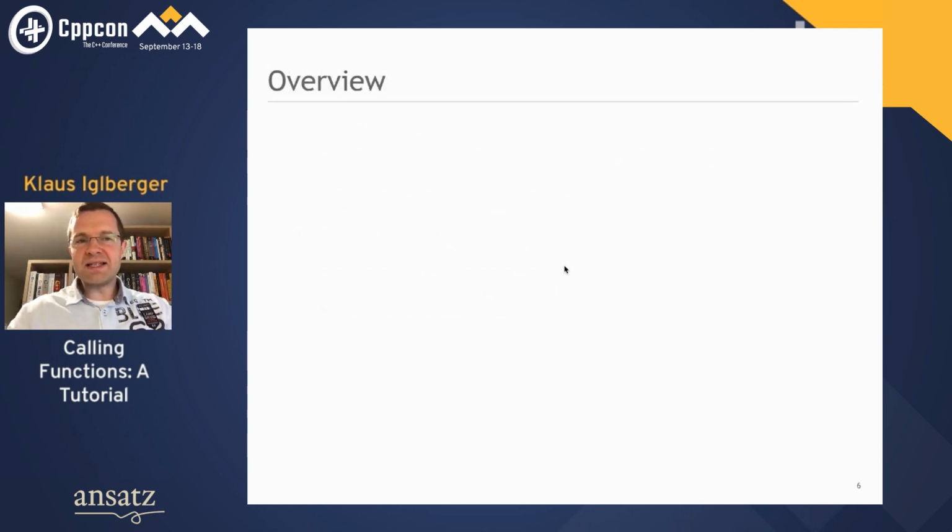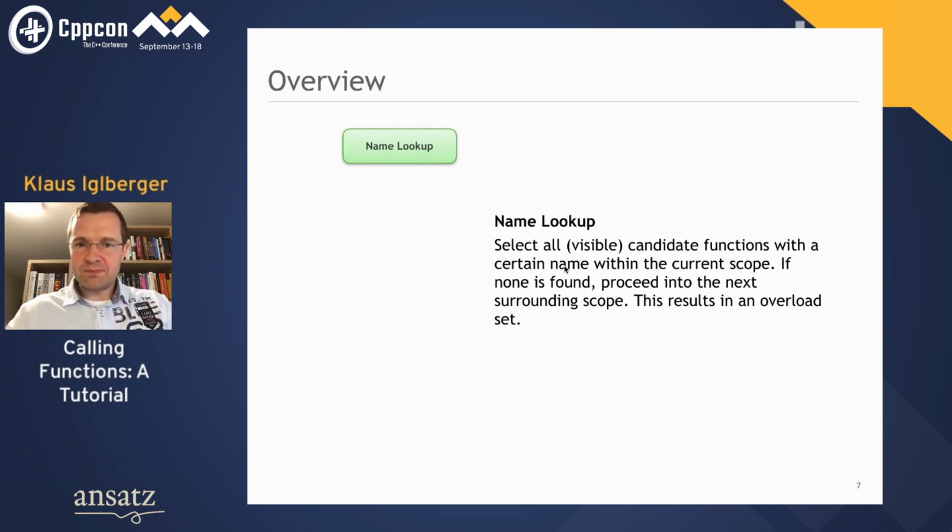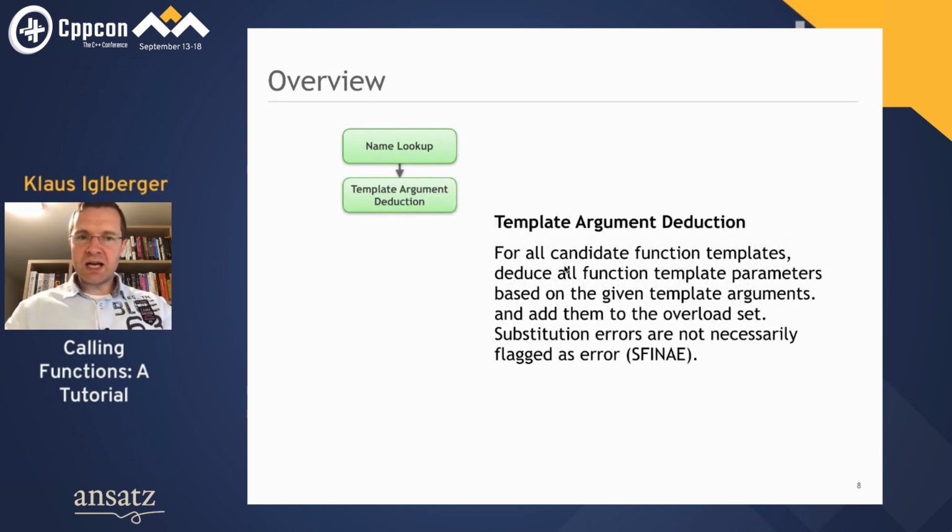So with having said that, let's first of all get an overview of the individual steps in calling a function. The very first step is called name lookup. The purpose of name lookup is to first of all find possible candidate functions, so all functions with a certain name. We'll see exactly how this works, but name lookup comes up potentially with quite a number of names. The second step, directly taken afterwards, is template argument deduction. Some of these candidate functions might actually be function templates.